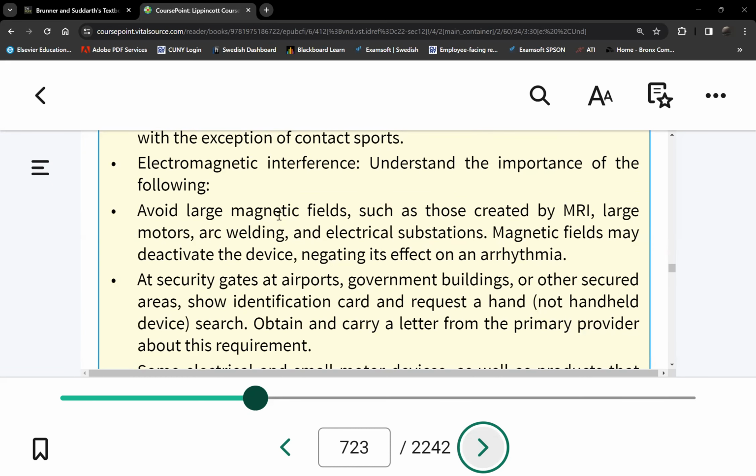Here are examples: large motors, welding equipment, electrical substations that we see throughout the city. So stay away from those. They emit large magnetic fields. Yes, those substations by Con Edison, they usually put them in an entire block. So stay away from those.